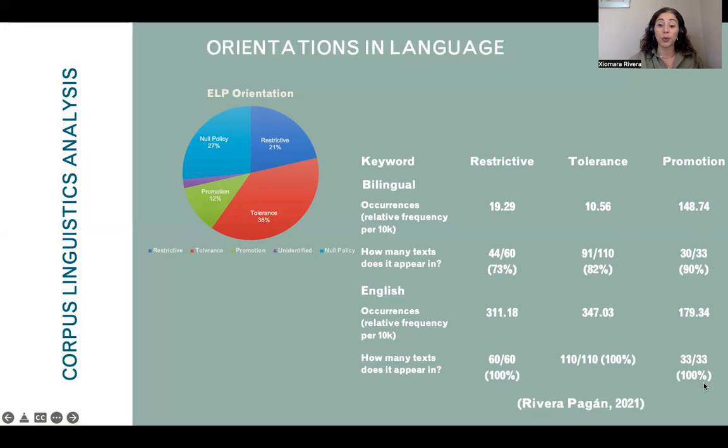It's almost in 100% of the texts in English, which makes sense because it's the dominant language. However, there's a significant use of the phrase bilingual as well. So there's more of a balance in the conversation between these two keywords in promotion orientation than there is in the other two orientations that were identified.